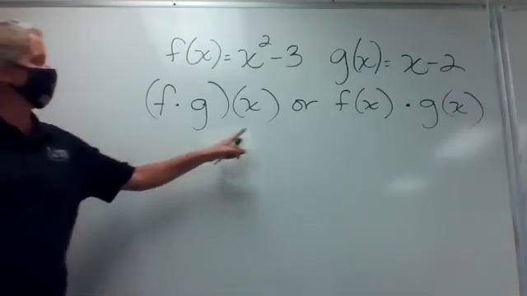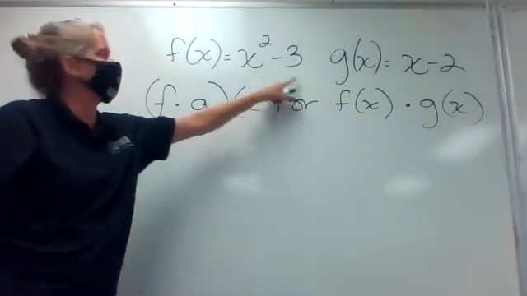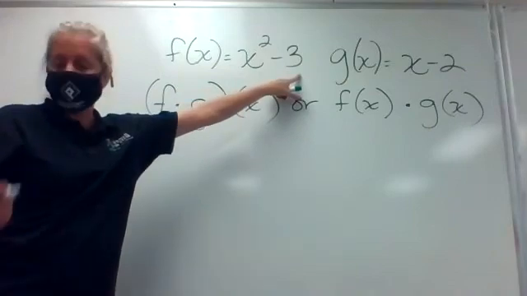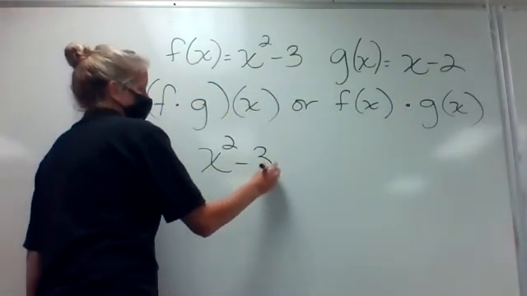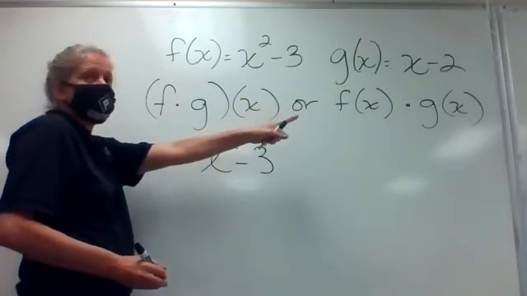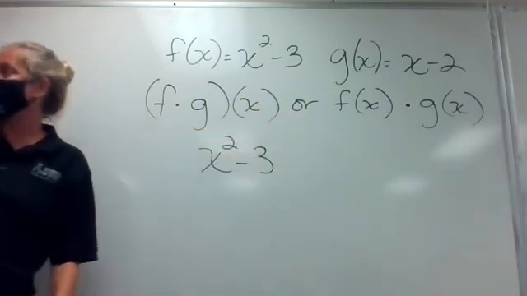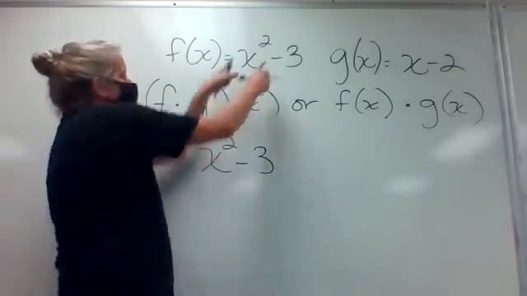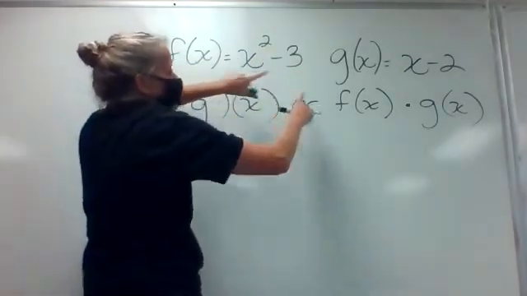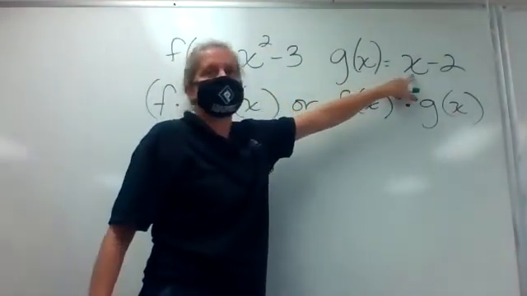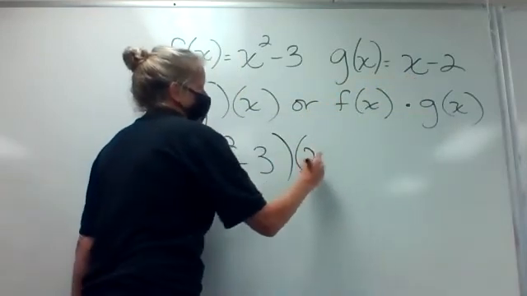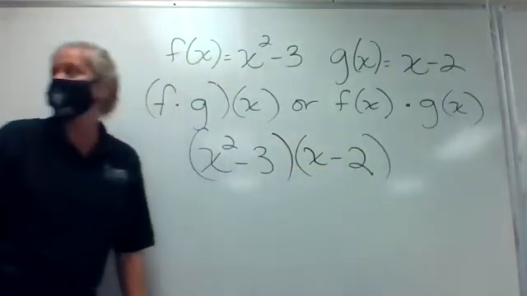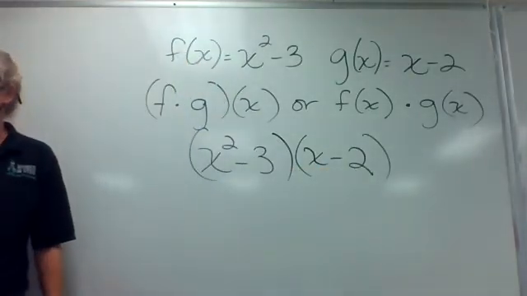So it wants me to do my f of x function. What is f of x? X squared minus 3 times my g of x function. So here's where I think you're getting this from. Because if I'm multiplying x squared minus 3, and I'm going to multiply it times x minus 2, right? So I am going to write that out like this. That's meaning to multiply those two functions together.